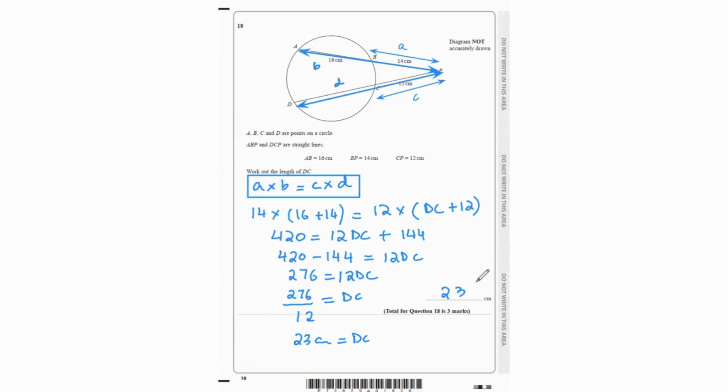So once again, for the secant, you multiply the entire secant with the part of the secant that's outside the circle, and then put it equal to the other secant being multiplied to the part of the secant that's outside the circle. So that's how you differentiate between the intersecting chord theorem and the intersecting secant theorem.